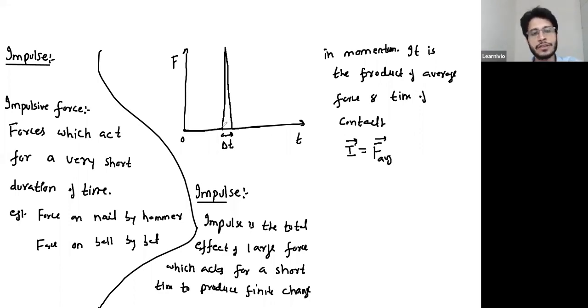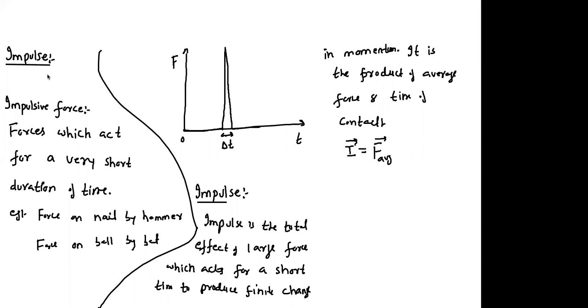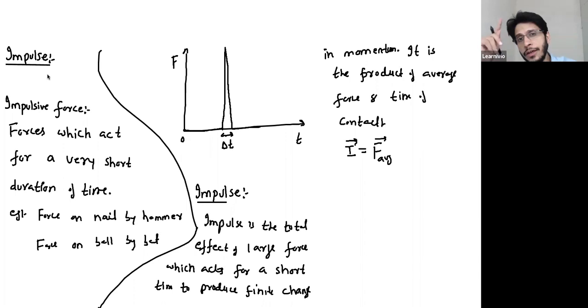So here in this case, just tell me, is this force a constant force or a variable force? What does this graph tell, is it a constant force or a variable one? Variable force, because initially your force is 0, then it becomes maximum, and then it becomes 0 again. It's a variable force. We take the average of this variable force and multiply it with the time of contact.